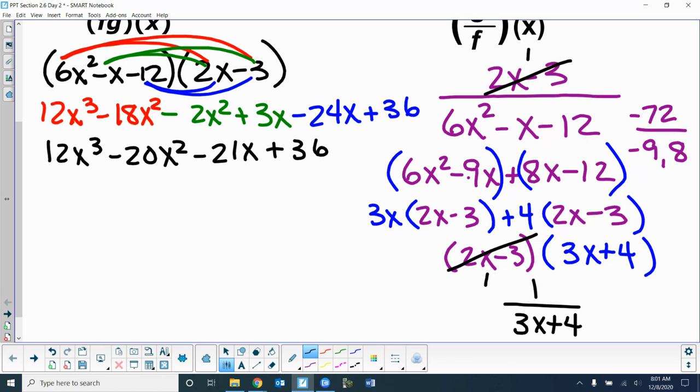How about Cam? What'd you get when you multiplied those two? 5x squared minus 30x plus 45. That is correct. And then when you divided them, what did you get?